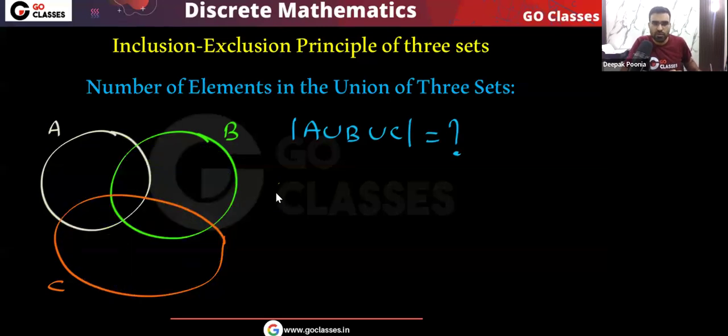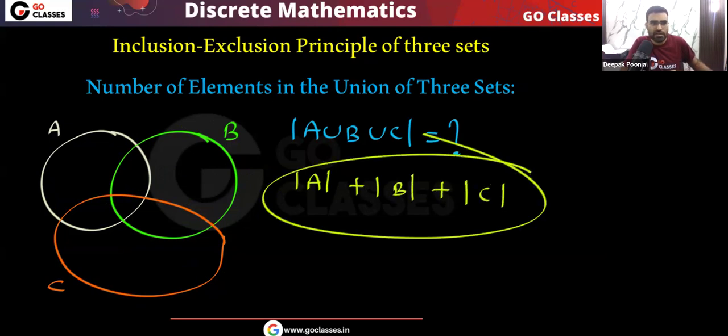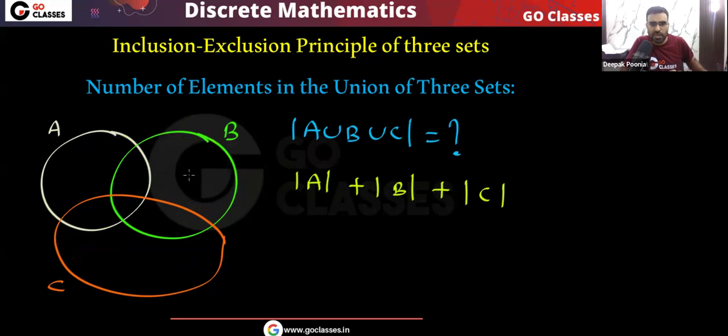So first, what will come to your mind? It is very simple: find the number of elements in A plus the number of elements in B plus the number of elements in C. If I write this expression, then let's see which elements we have counted how many times.